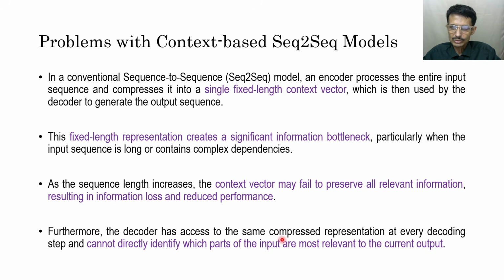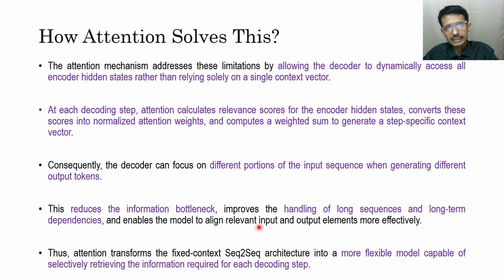Furthermore, the decoder has access to the same compressed representation at every decoding step and cannot directly identify which parts of the input are most relevant to the current output. So the decoder also has less information on which part of the input sentence is more relevant than others. In this situation, attention comes in to mitigate this issue.